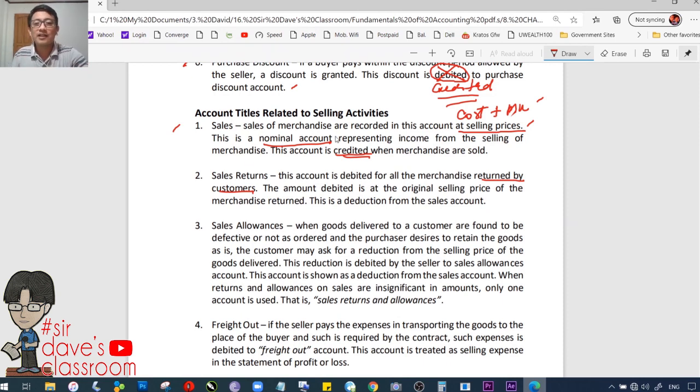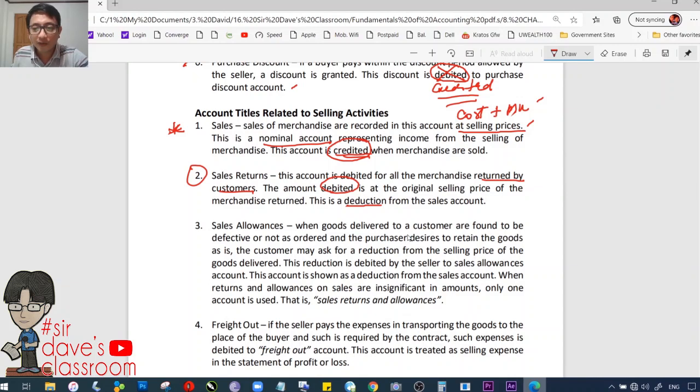So take note, sales have normal credit balance. Sales returns have normal debit balances. Okay? And they are deducted from the sales account. Number 2 is a deduction from number 1. Remember these treatments. Okay? Number 3, sales allowances.